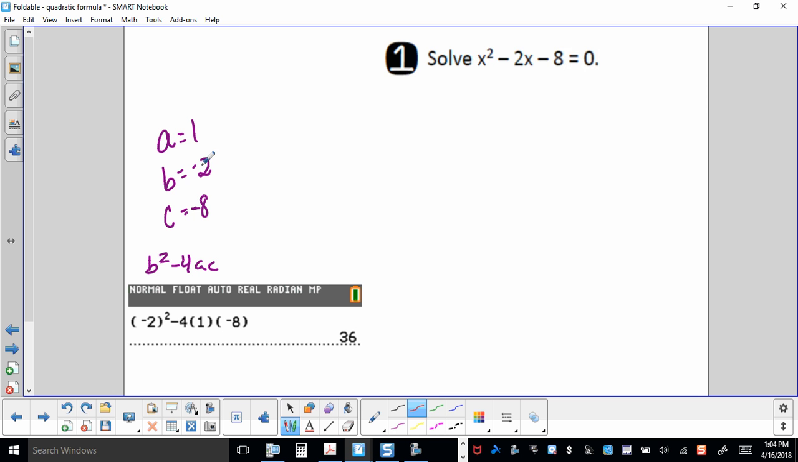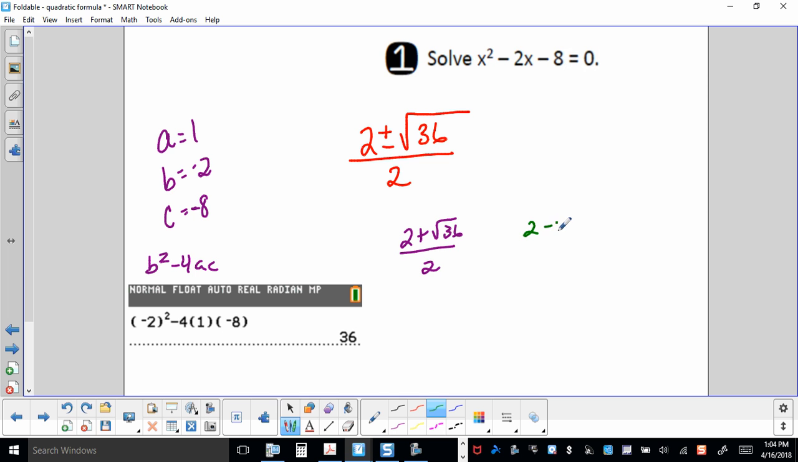So I have a b that's a minus 2. So a minus minus 2 is a plus 2. So 2 plus or minus the square root of the discriminant, which is 36, divided by 2 times a. So a is 1, so that's just 2. So now we need to simplify. So we have 2 plus the square root of 36, and that number divided by 2, and we have 2 minus the square root of 36 divided by 2.